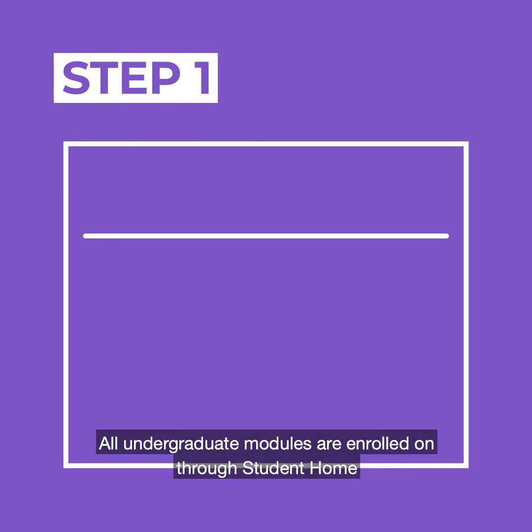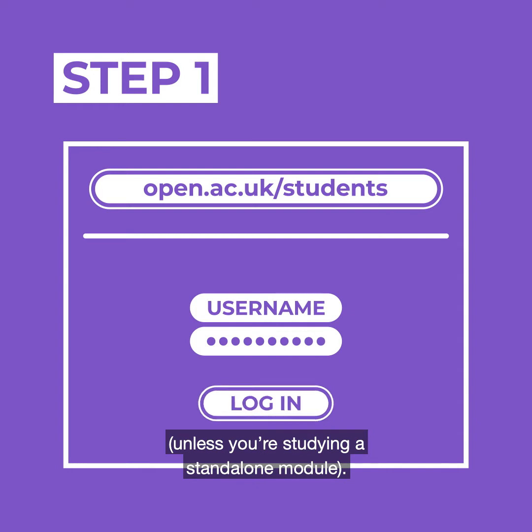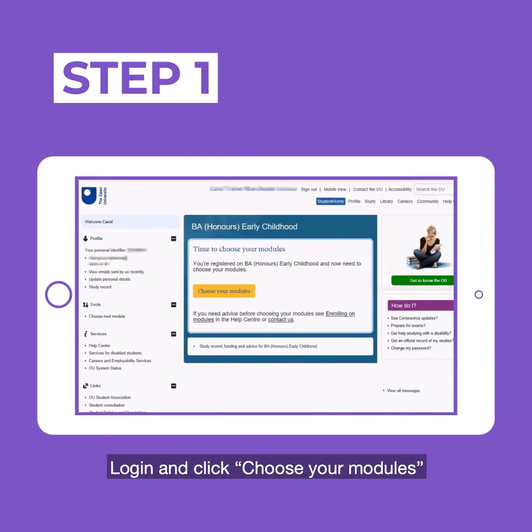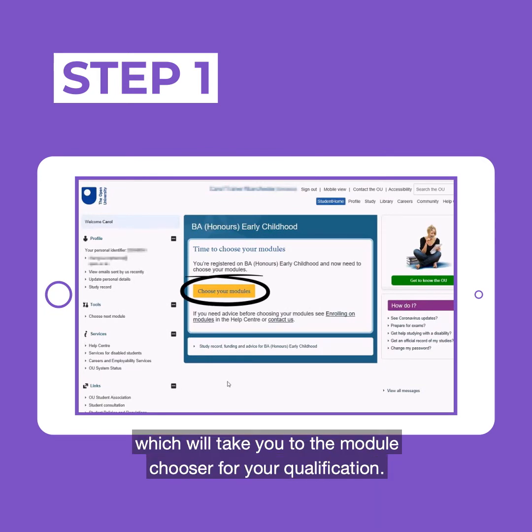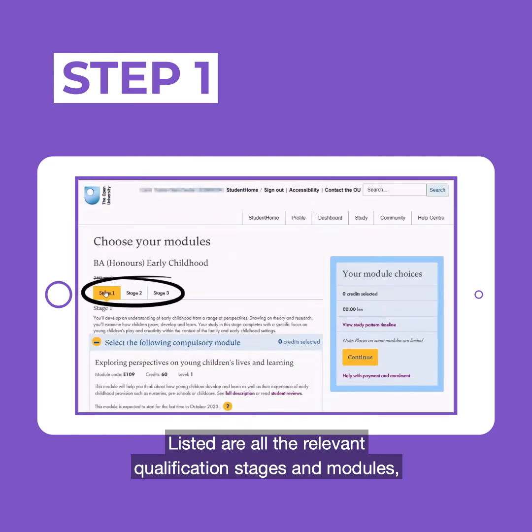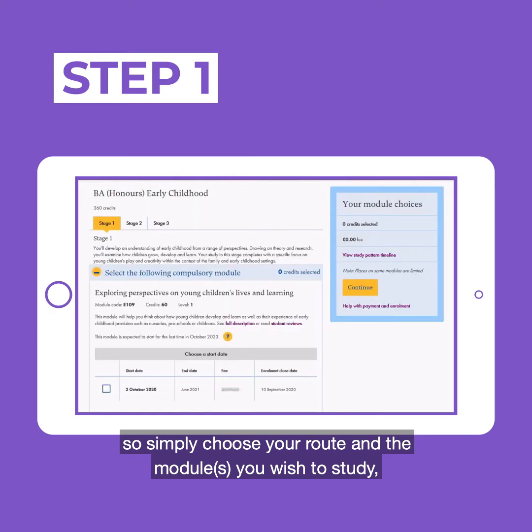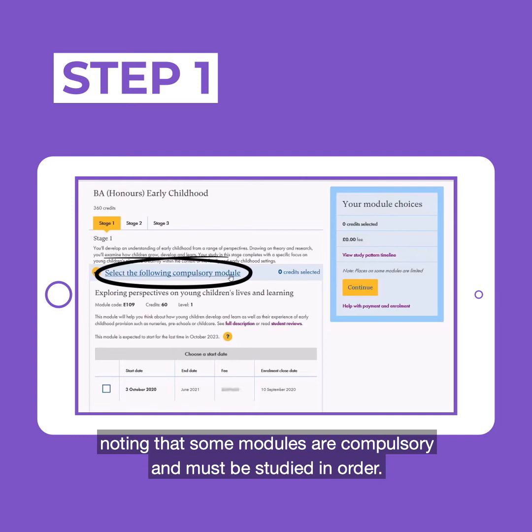All undergraduate modules are enrolled on through Student Home, unless you're studying a standalone module. Log in and click Choose Your Modules, which will take you to the module chooser for your qualification. Listed are all the relevant qualification stages and modules, so simply choose your route and the module or modules you wish to study, noting that some modules are compulsory and must be studied in order.